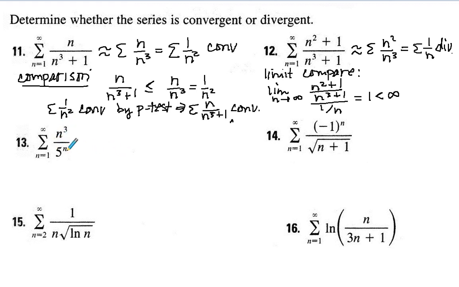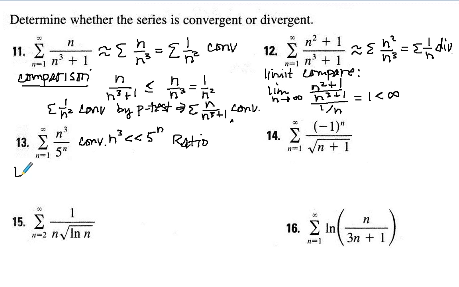Okay, here I see a power on the top. I see an exponential on the bottom. That's begging for a ratio test, and we know that n cubed here is much less than 5 to the n. So this should go to 0 very fast, much faster than 1 over n. So I think this converges, and we're going to use the ratio test because we got powers and exponentials.